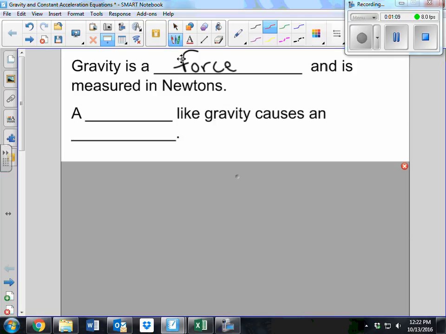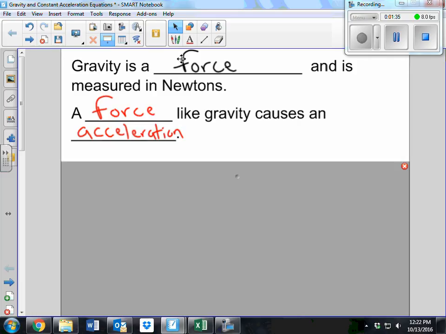So a force like gravity causes an acceleration. Let me repeat that. A force like gravity causes an acceleration. Forces cause acceleration. Why? Because think about it. You push on the gas pedal in your car, which causes your engine to exert a force on the wheels, causes your car to accelerate. If I'm trying to make you go faster, I am pushing on you to cause an acceleration. So a force like gravity causes an acceleration.